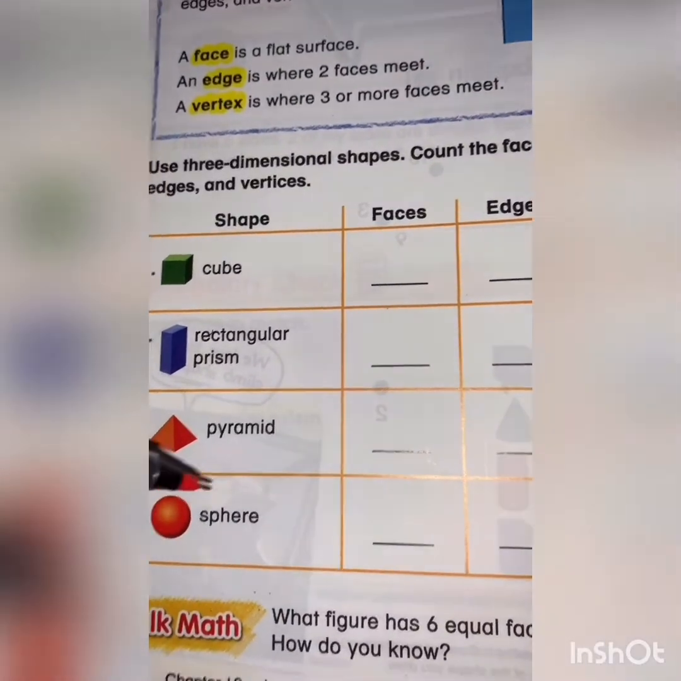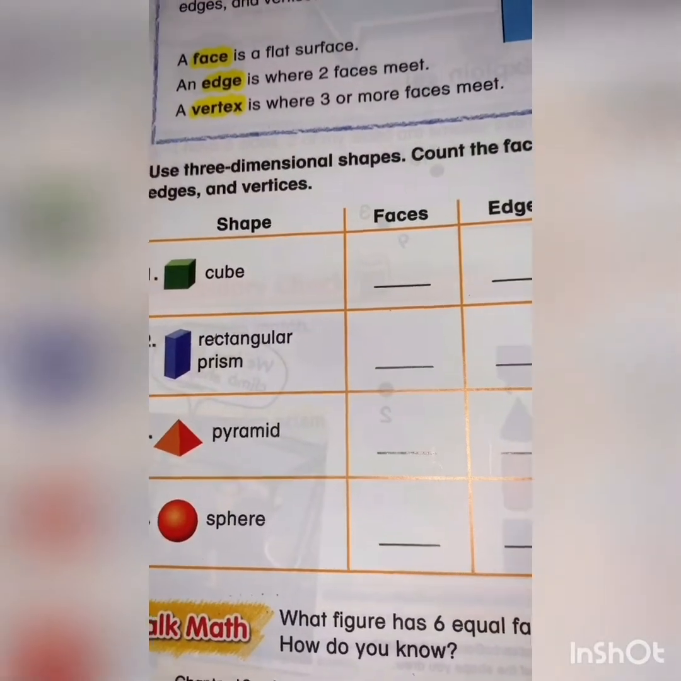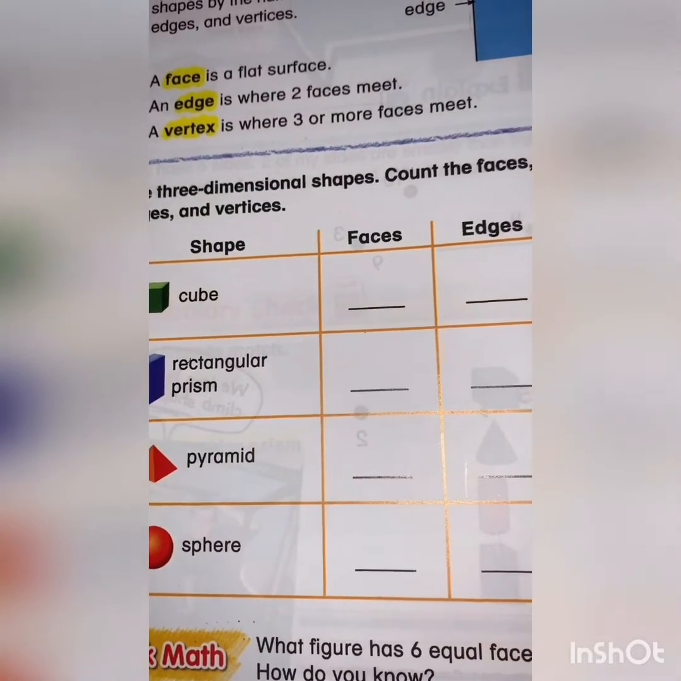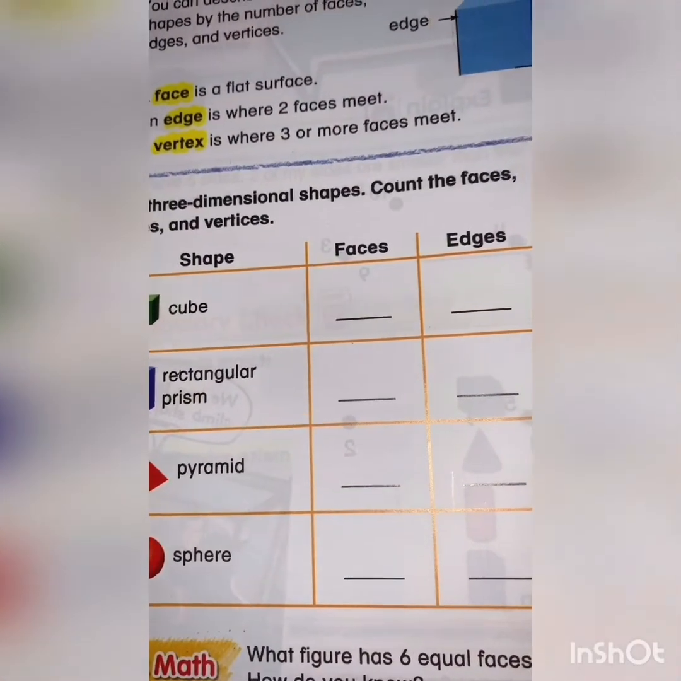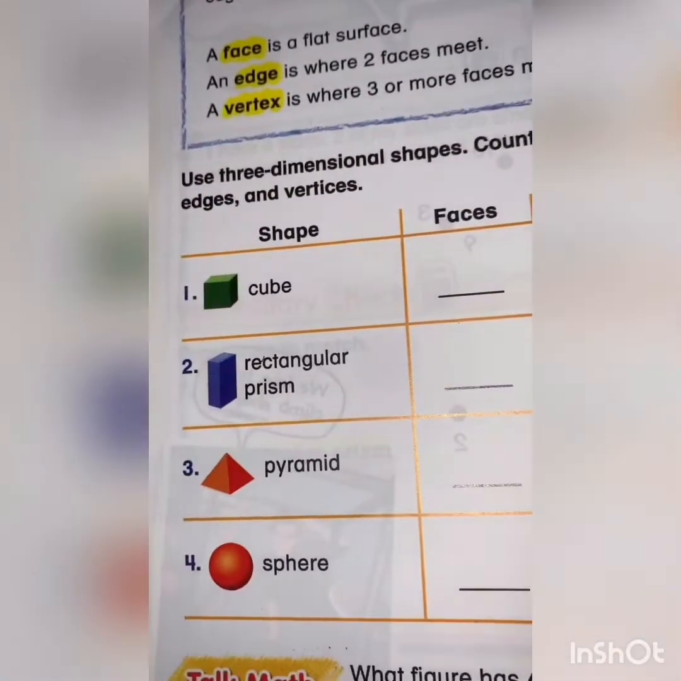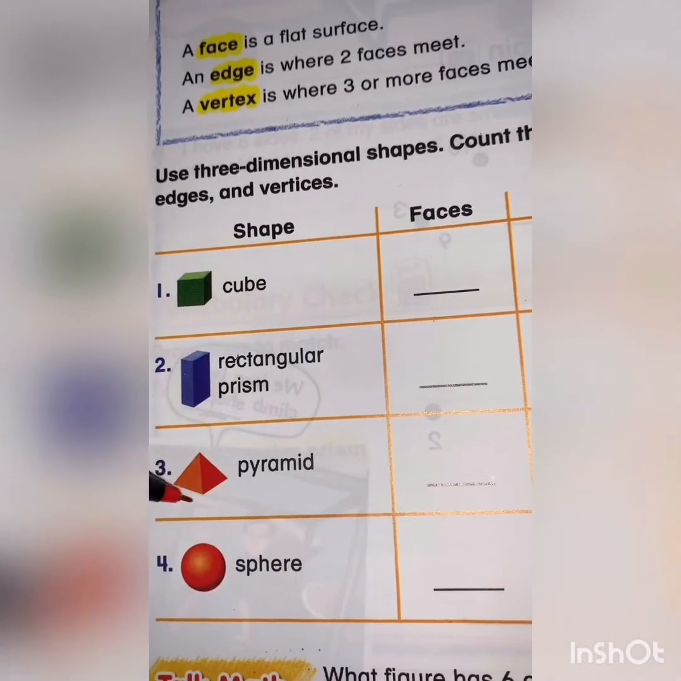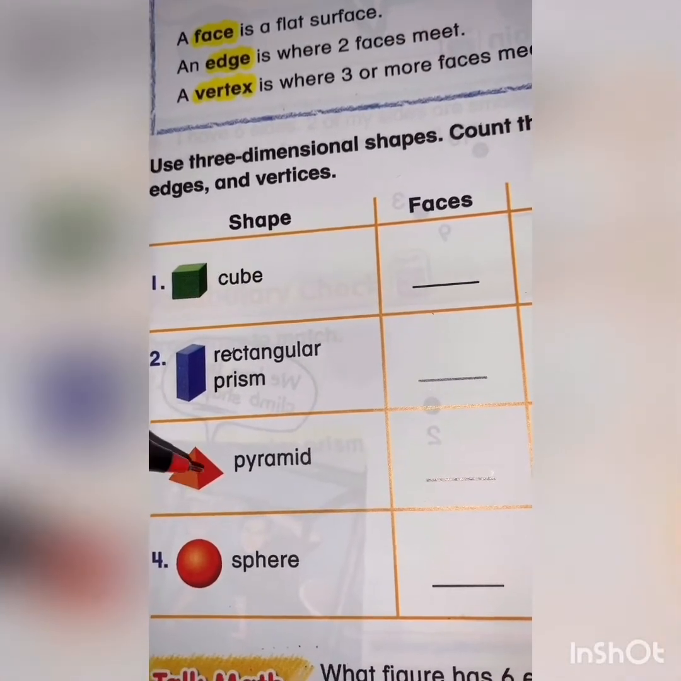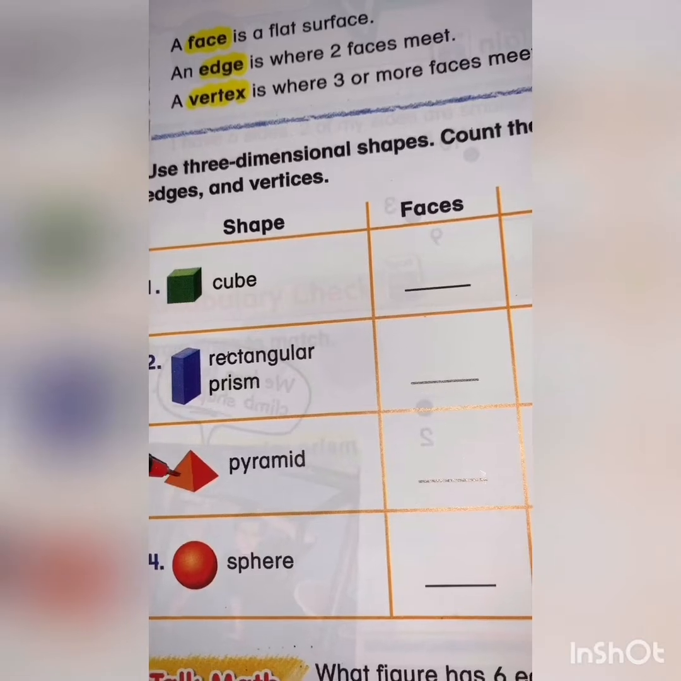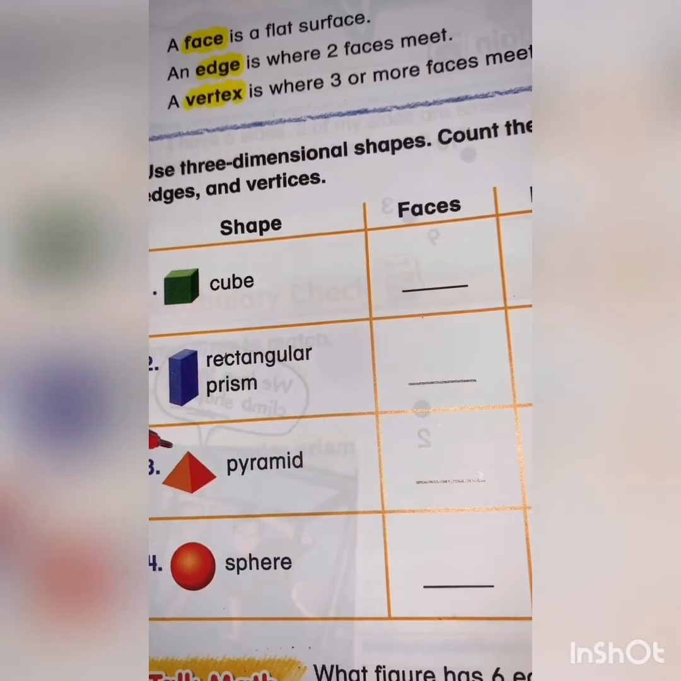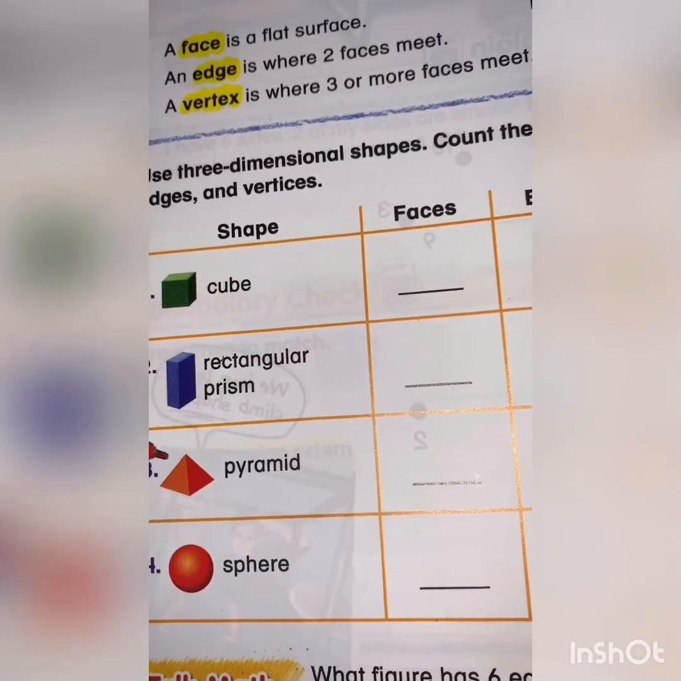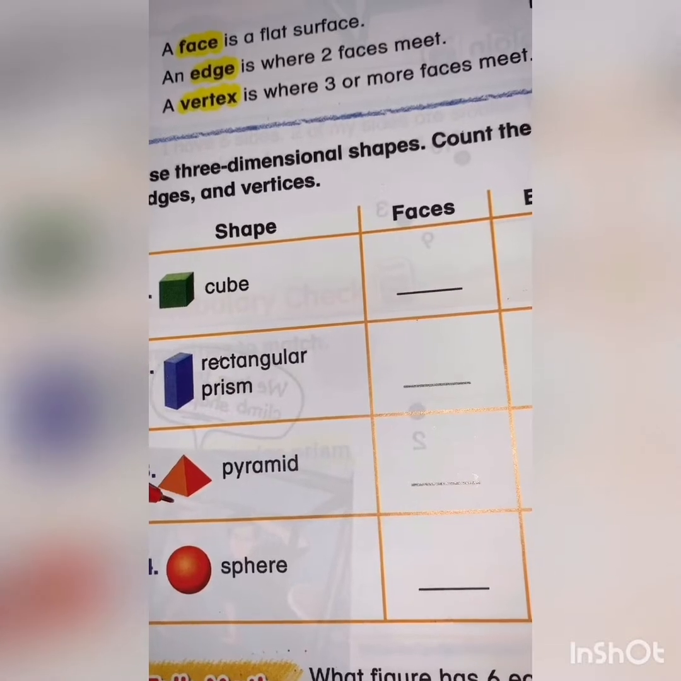As for the pyramid here, how many faces? Actually, some pyramids have 4 faces, some have 5. It's according to the picture in front of you. If we count here, you have 1, you have 2, and there are other 2 sides that we cannot see, 3, 4, and from down 1 more side, so there are 5 sides.